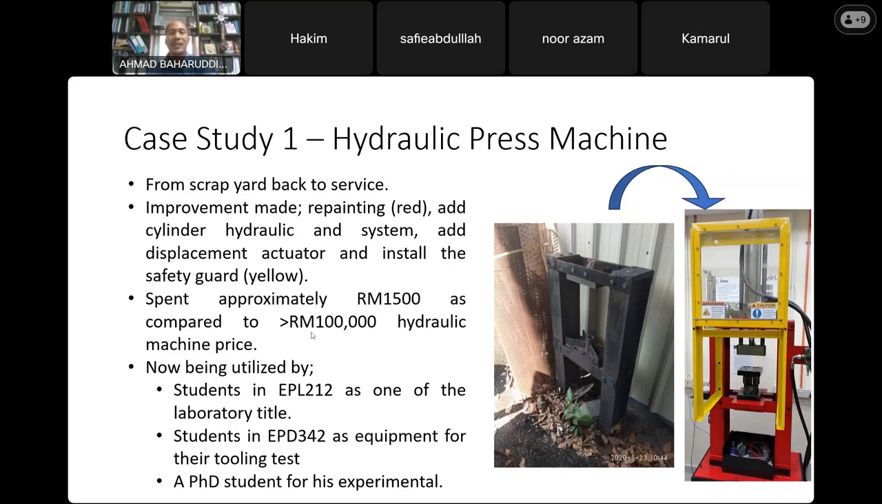I think if you want to buy this sort of machine, it is more than 100k, so we save a lot on top of that. The machine has already been utilized by a few courses for the lab and also for design, and I think one of our staff, Zul, is using this facility for his experiment.